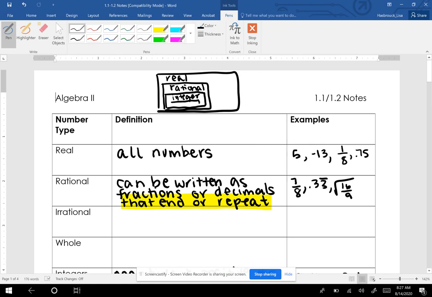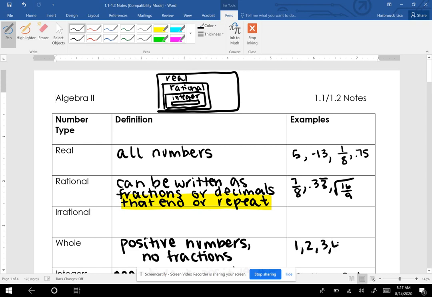And then we have one more small box in there, and that's going to be our whole numbers. Whole numbers are positive only, so positive numbers. None of the negatives this time, and no fractions. So these are the basic numbers you learn when you're in kindergarten or preschool, the 1, 2, 3, 4, and so forth.